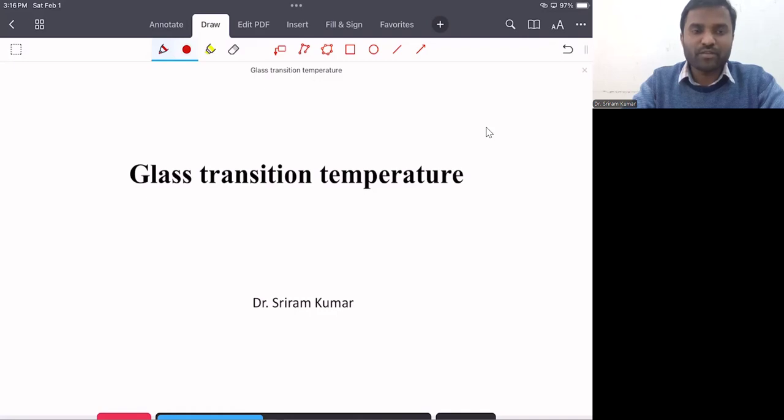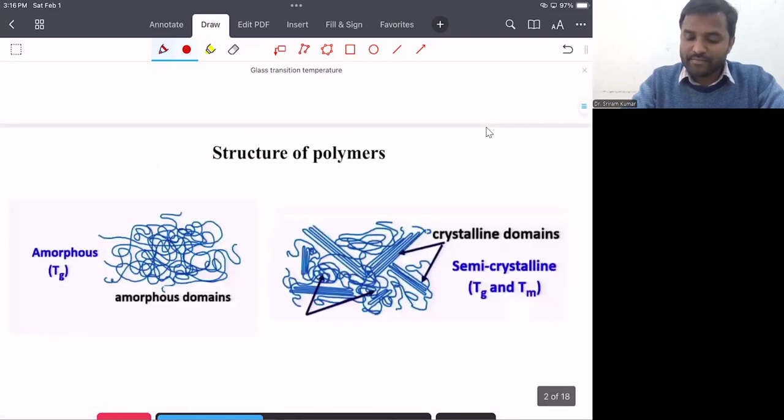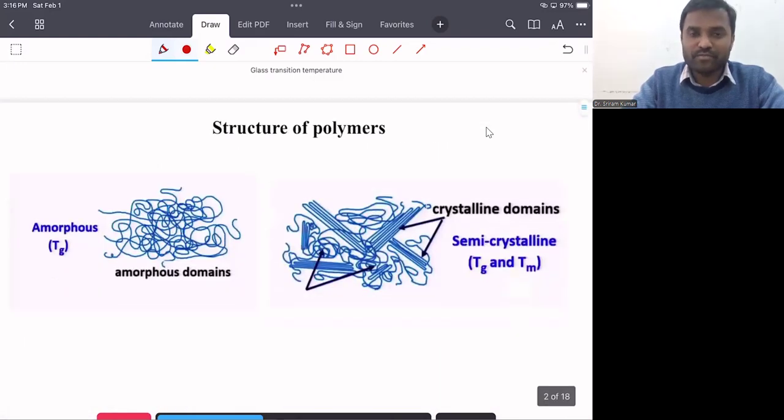Today we are going to learn glass transition temperature. Glass transition temperature is a very important property of a polymer, and based on glass transition temperature, we can control the mechanical properties of a polymer. So now let's understand the types of polymers.